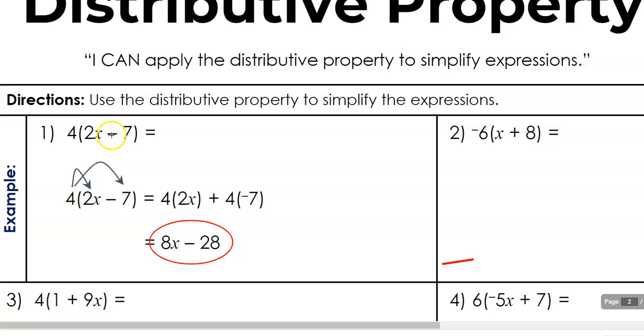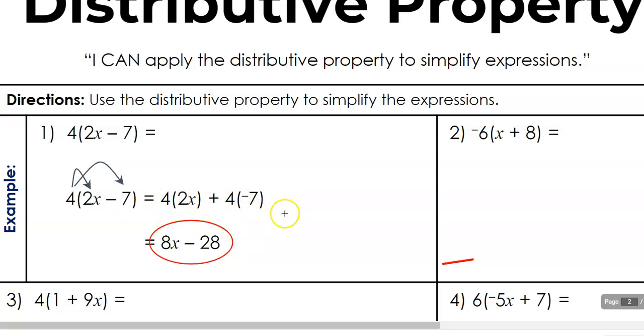And remember, terms are separated by addition or subtraction signs. So there are two terms in these parentheses. I'm going to multiply 4 times 2x, and I'm also going to multiply 4 times the negative 7. And that's what you see here.